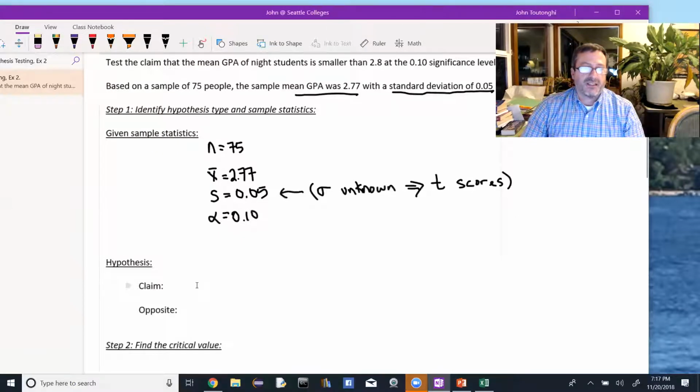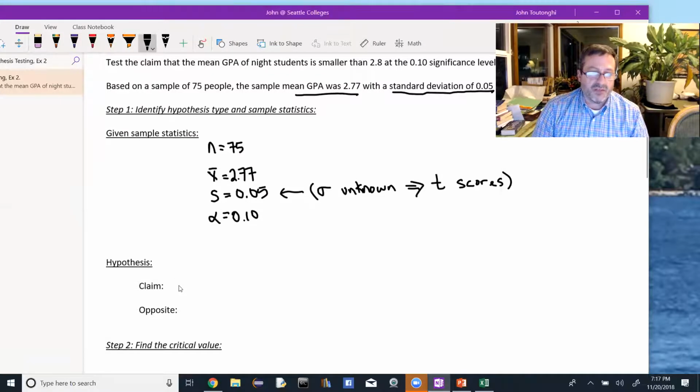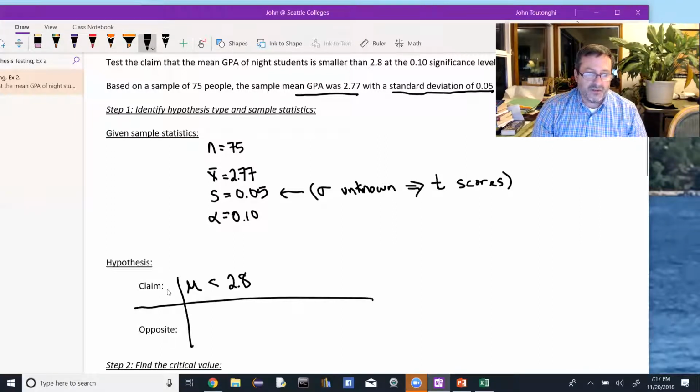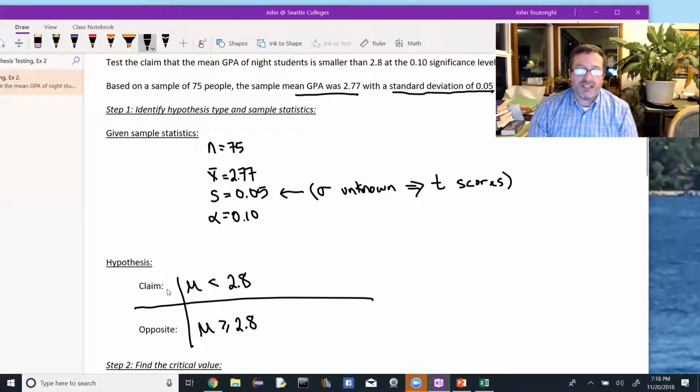So what are our hypotheses? Okay, so the claim is that the mean GPA of night students, that's our population mean mu, is smaller than 2.8. Mu is less than 2.8 is the claim. We want to know what is the opposite of that. The opposite of that claim would be that mu is greater than or equal to 2.8. One of these two is our null hypothesis, and the other is the alternate. The null hypothesis is the one with the equal sign. So that's the one downstairs here. The other is our alternate hypothesis.